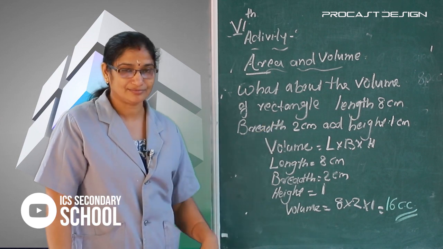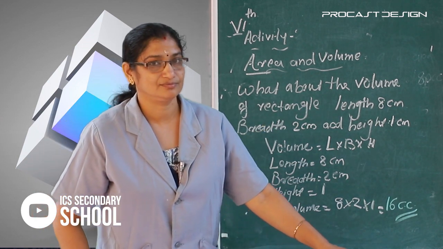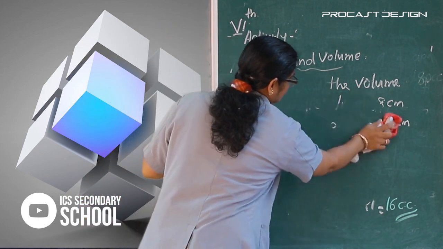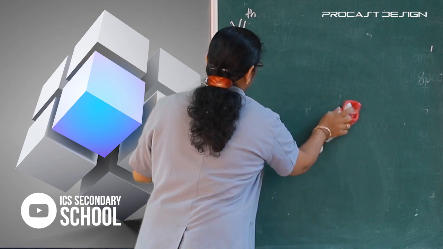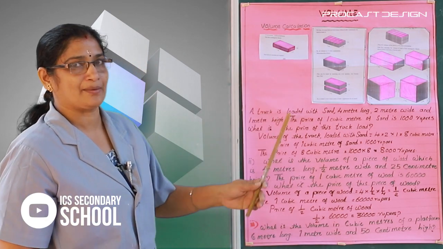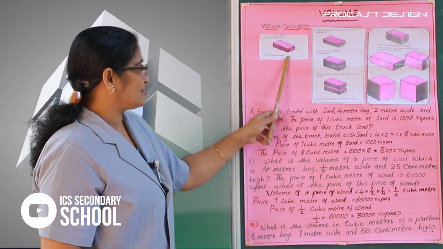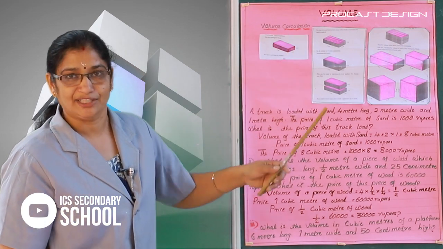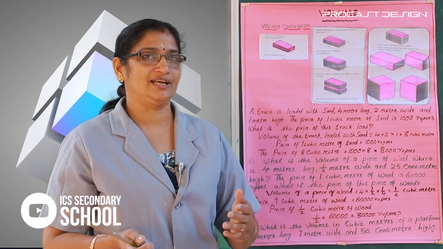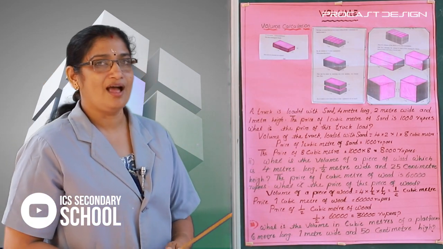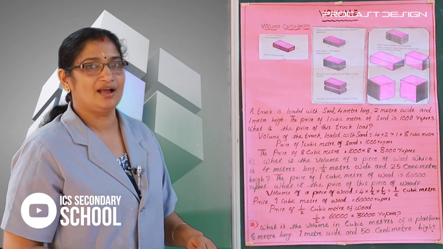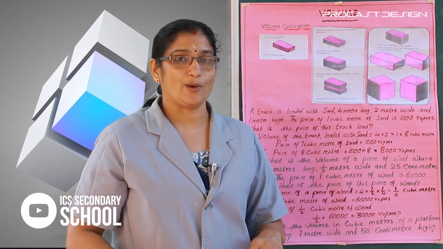Okay, write down. Listen to the chart. Volume calculation. See this rectangular block: 5 centimeter length, breadth 3 centimeter and height 1 centimeter. Volume calculation is length into breadth into height. Volume is 15 cubic centimeter.